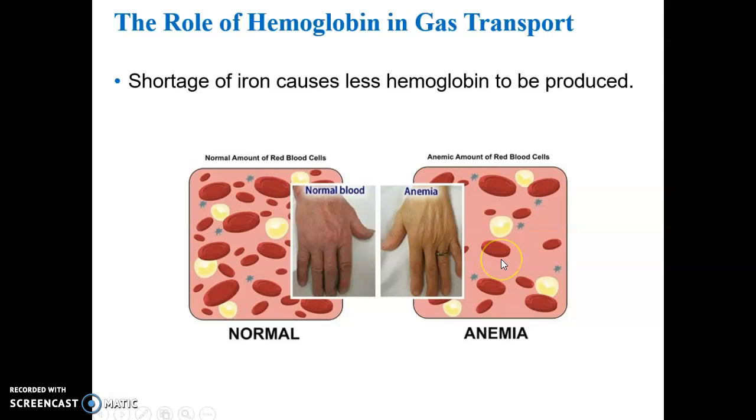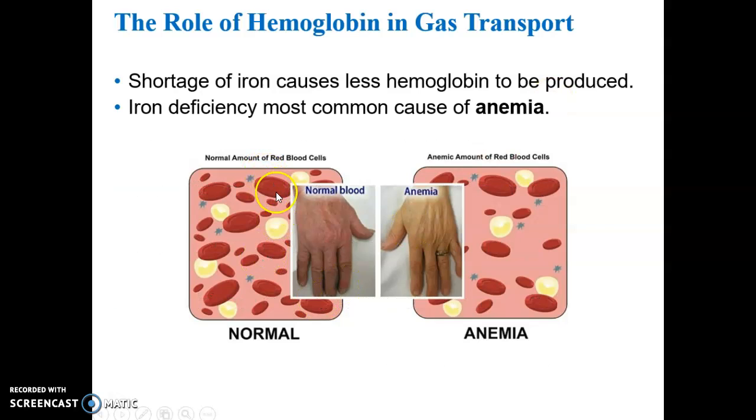insufficient amount of red blood cells, which is referred to as a condition called anemia. The shortage of iron, like dietary iron, can lead to less hemoglobin being produced. Not necessarily less red blood cells, but that is also linked to insufficient red blood cell production. So iron deficiency is the most common cause for anemia. Lack of oxygen delivery to our tissues and cells.